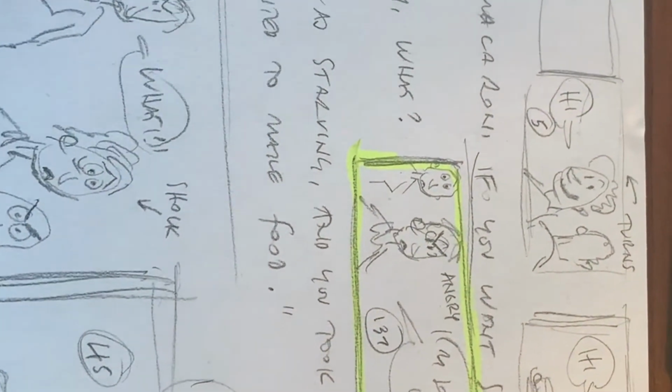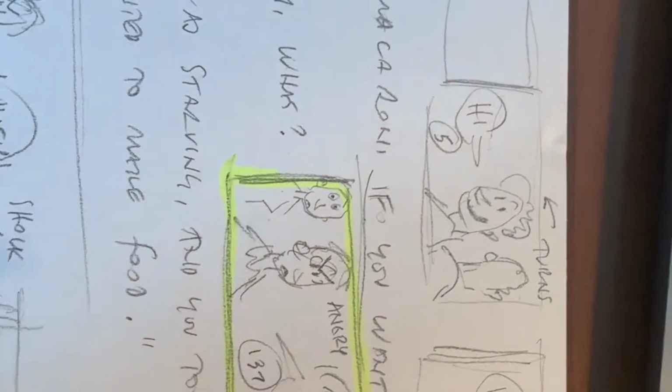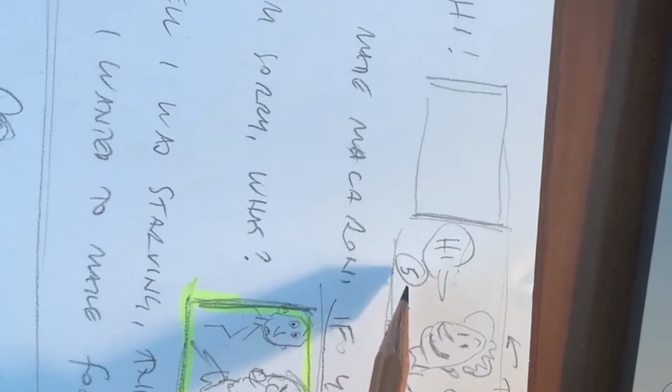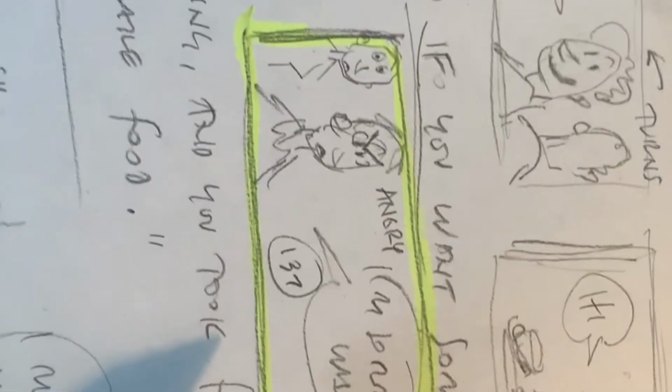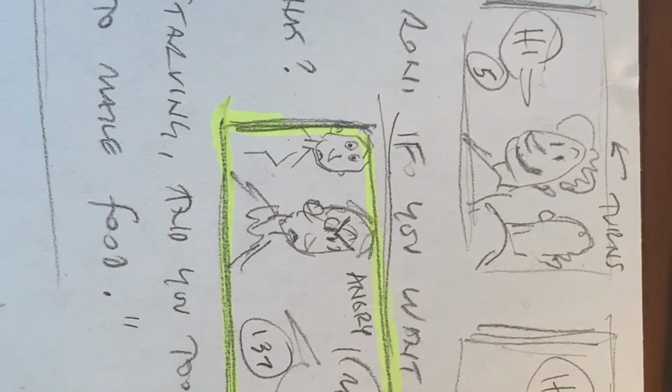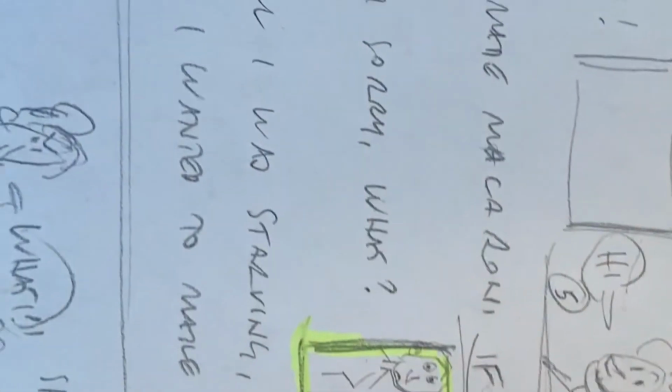So now if I go back to my thumbnails, you can see I've written down the numbers here. "Hi." That's frame number 5. Then "I made macaroni," frame 45. So that's my pose there. "I made macaroni," and she's got the balls out. And then the angry pose at frame 137. And then I've got some other versions of some other poses here.